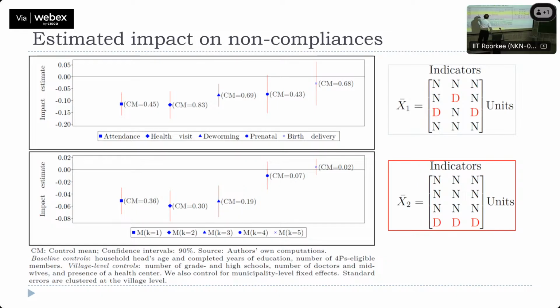For k equal to 1, 2, and 3, reduction is statistically significant. But when you choose k equal to 4, that is focusing on those who had 4 or 5 non-compliances, their situation did not improve. 5 non-compliances, their situation did not improve. How do you then evaluate the policy? Would you say this was successful in reaching the poorest of the poor?